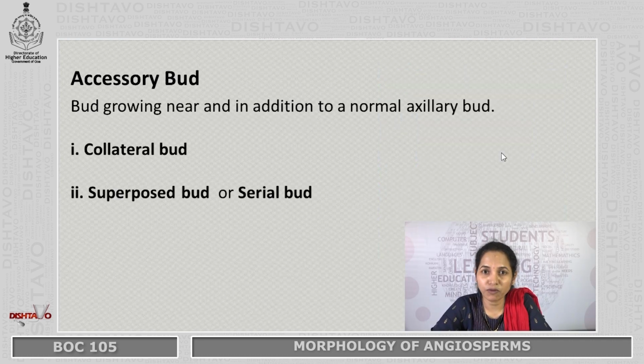Coming to the next type of bud, that is accessory bud. Accessory buds are the extra buds, or the buds which grow near and in addition to the normal axillary bud. Based on the position with respect to the axillary bud, this accessory bud is further classified into two types: collateral bud, and the second one known as superimposed or serial bud.